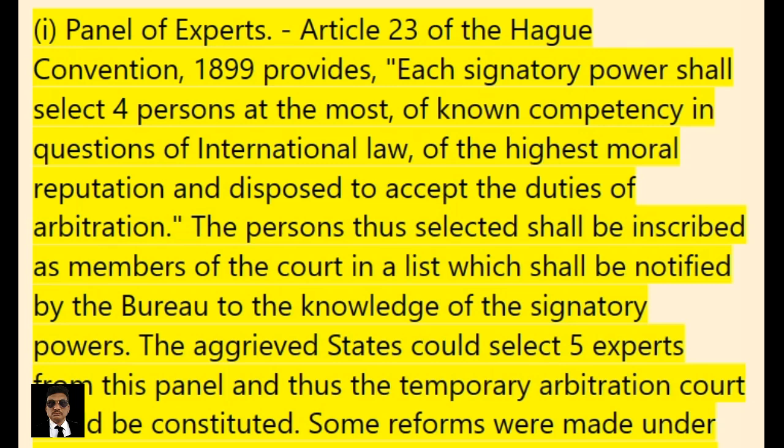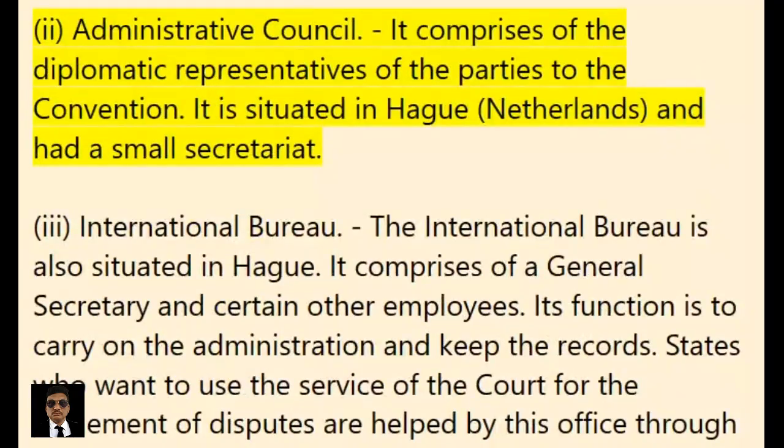The aggrieved states could select 5 experts from this panel, and thus the temporary arbitration court could be constituted. Some reforms were made under the Hague Convention, 1907. For example, a summary procedure was provided for the settlement of matters of ordinary importance. 2. Administrative Council. It comprises the diplomatic representatives of the parties to the Convention. It is situated in the Hague, Netherlands, and had a small secretariat.